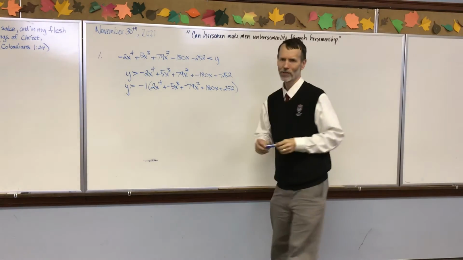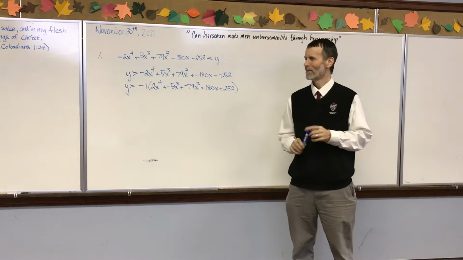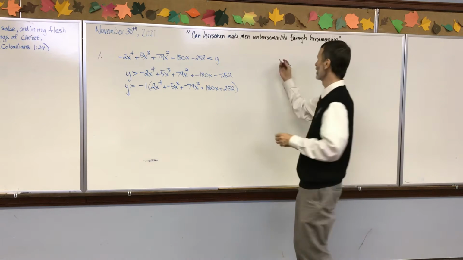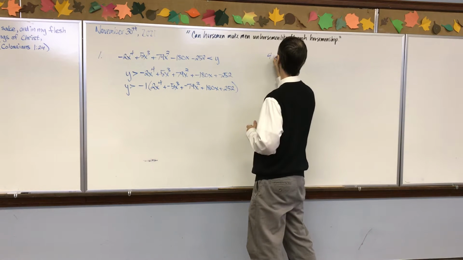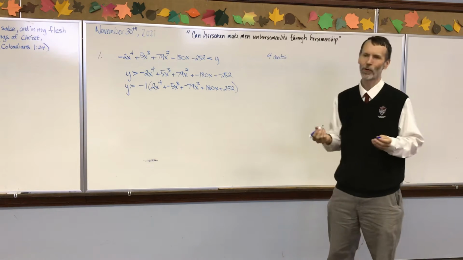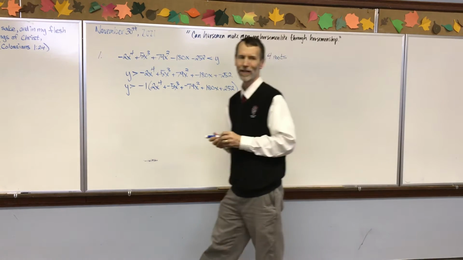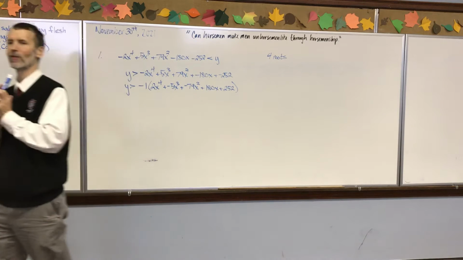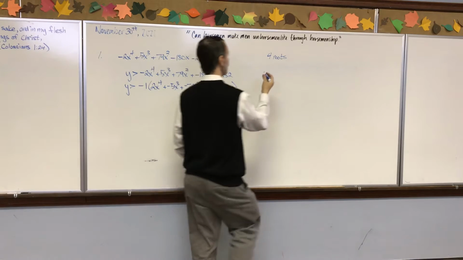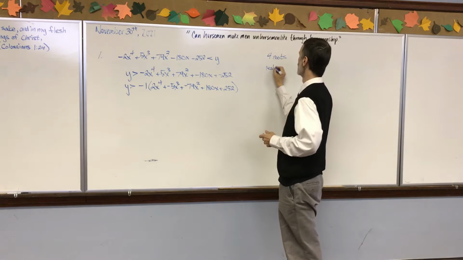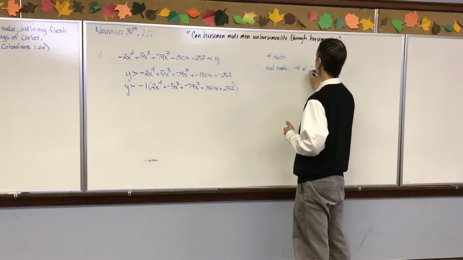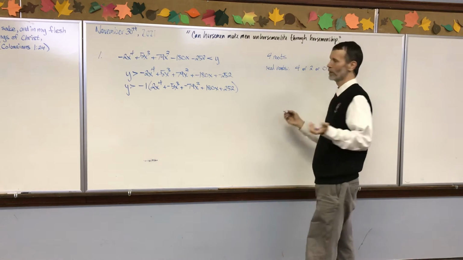So can somebody tell me, first of all, Megan, how many roots are in this thing total? 4. How do you know that? Yeah, the highest power is 4, the degree is 4, so it has to be 4 roots. Can somebody tell me the possible number of real roots? Jeff? 4 or 2 or 0. Yeah, real roots, they could be all 4, or there could be 2, or there could be 0. We don't know quite yet.